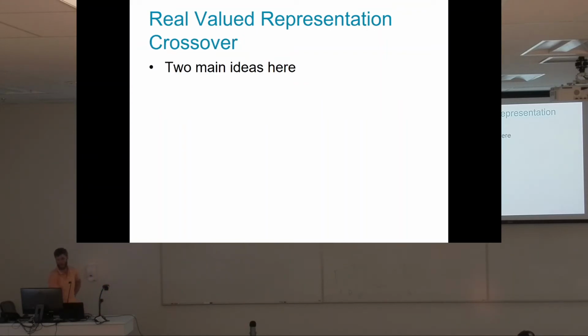Real value crossover. Yeah? So if you were to have an encoding, say like a vector of integers, would that fall under integer representation or real value representation? If you want it to be a vector of only integers and you only ever want integers in there, I'd call it integer representation. Yeah.